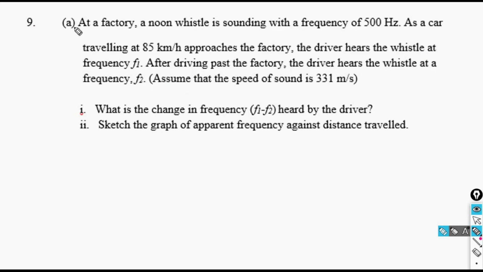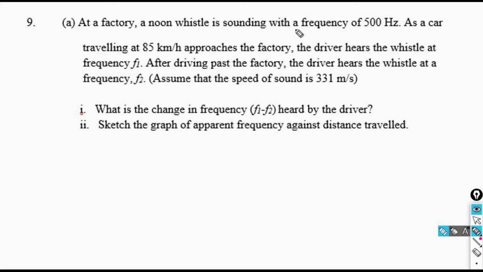Question number 9. At a factory, a whistle is sounding with a frequency of 500 Hz. As a car traveling at 85 km per hour approaches the factory, the driver hears the whistle at frequency F1. After driving past the factory, the driver hears the whistle at a frequency F2. Assume that the speed of sound is 331 meters per second. Number 1, what is the change in frequency F1 minus F2 heard by the driver? Number 2, sketch the graph of apparent frequency against distance traveled.